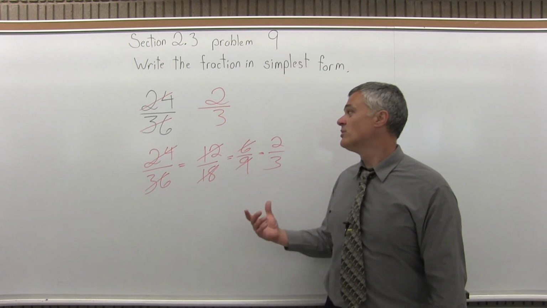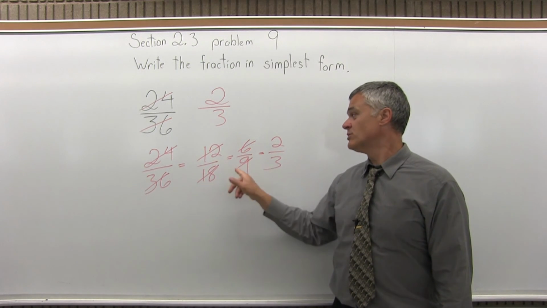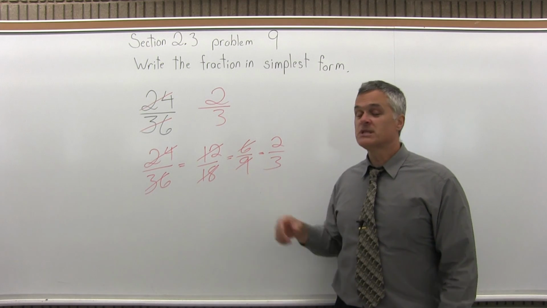It's just that if you don't think about all your options, instead of doing it in one step, it takes 1, 2, 3 steps. So you still get the right answer. 3 steps isn't bad either.